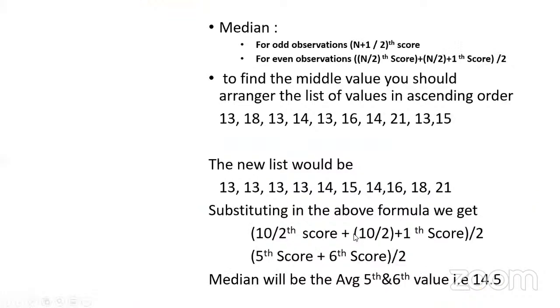Otherwise, if it is an even number of observations, you take the average of the (n plus 1) by 2th score and the (n plus 1) by 2 plus 1 score. Here the number of scores is 10, which is an even number, so you take the average of the 5th and 6th values as your median.